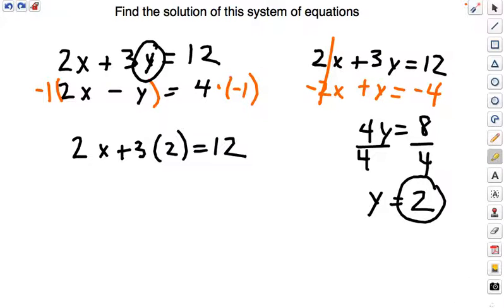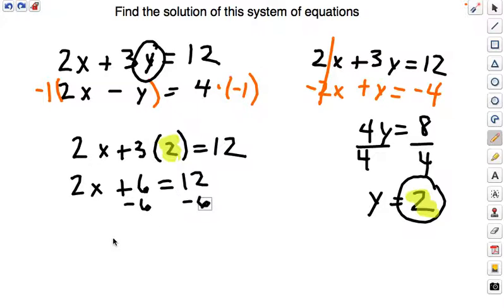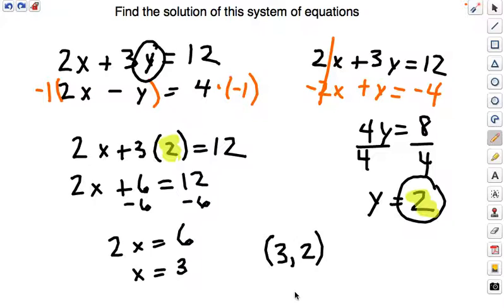So I'm substituting that 2 in for my y. Okay, 2x plus 6 equals 12. Subtract 6 from both sides. We have 2x equals 6. Divide both sides by 2, and x equals 3. So our solution is 3, 2.